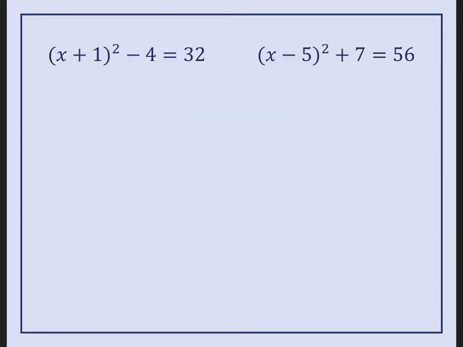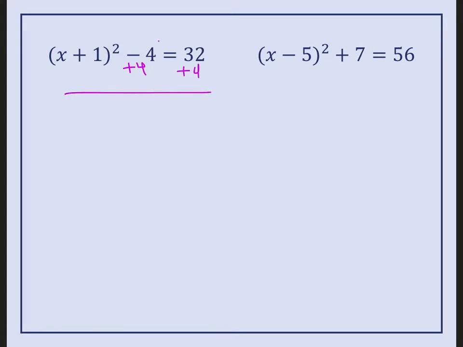So I'm going to do the left side. First, how do we get this x plus 1 squared by itself? Whatever is being squared, I want to get it by itself. So my first step is to move the minus 4 to the other side, to get rid of it by doing an inverse operation. The opposite of subtracting 4 is adding 4 to both sides.